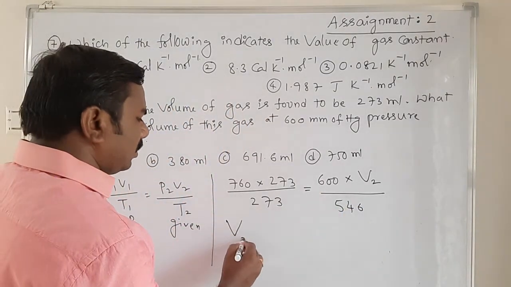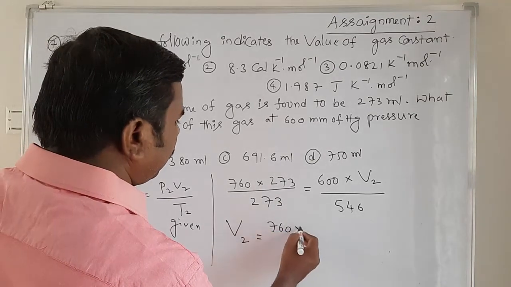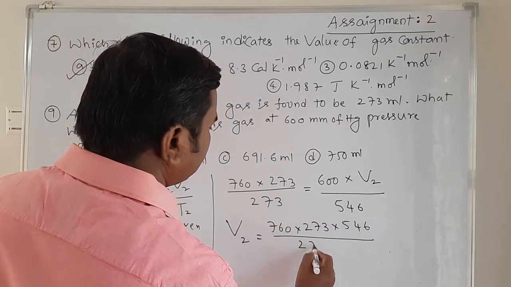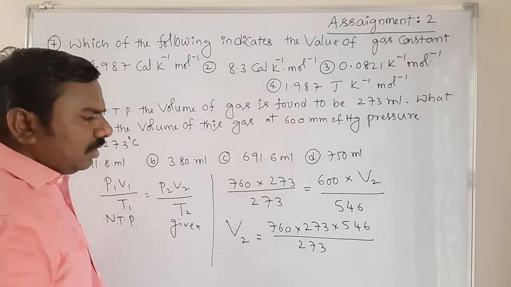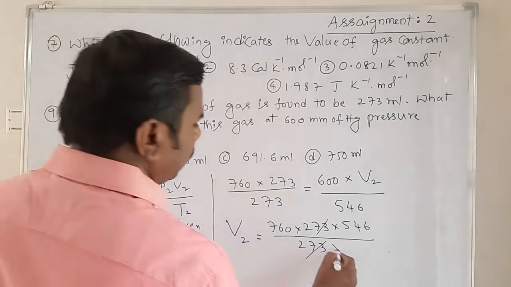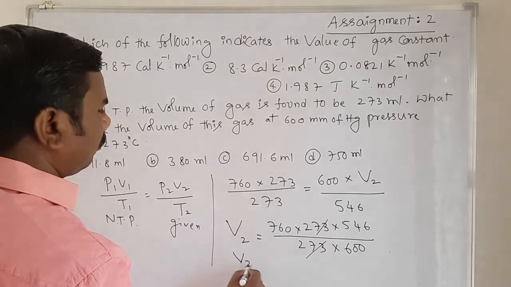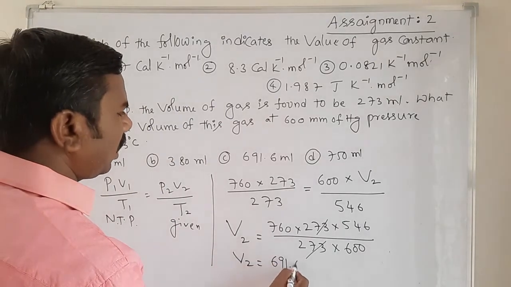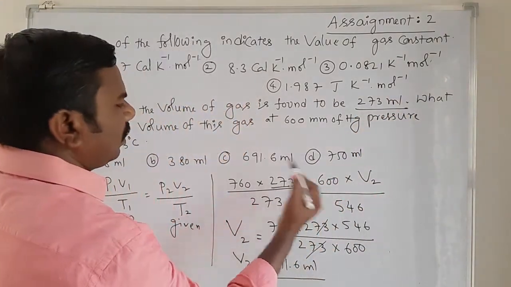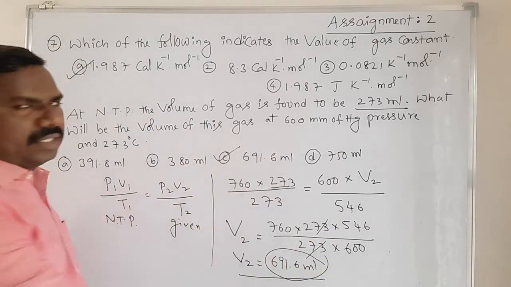So by solving this, you will get the V2 value. V2 is equal to 760 into 273 into 546 by 273. Right? Once you solve this, with the 100 already there, into 600, V2 will be 691.6 mL only, because I took ml here and the answer is also in mL. Getting? Option C is correct, students.